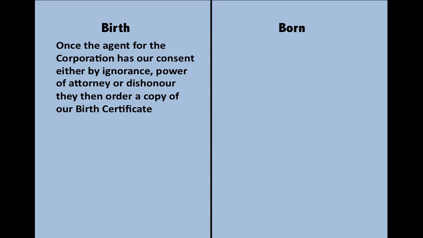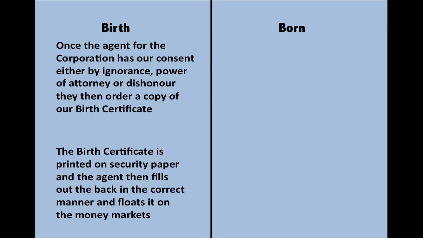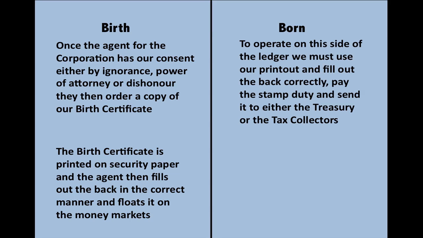Once the agent for the corporation has our consent, either by ignorance, power of attorney, or dishonour, then they order a copy of our birth certificate. The birth certificate is printed on security paper, and the agent then fills out the back in the correct manner, puts the correct stamps on it, and floats it onto the money markets. And this is how their money is created. Every time they come to us to take us to court or any other thing, they will go and order a copy of our birth certificate. And if you do a Freedom of Information Act request, you will find that this is the case.